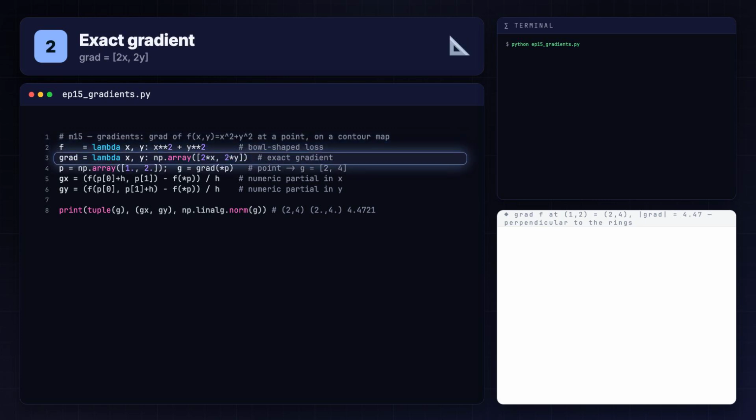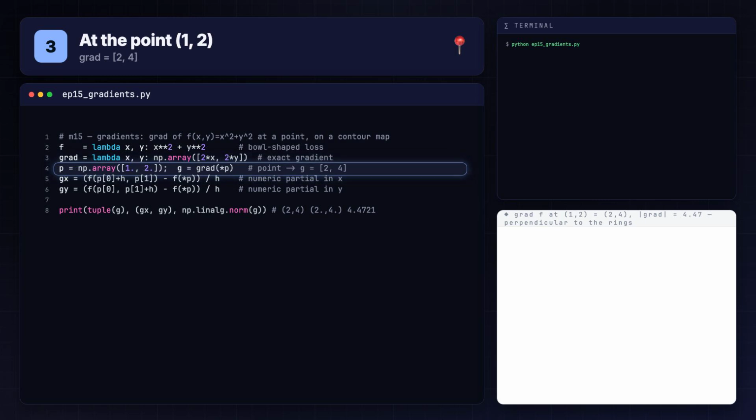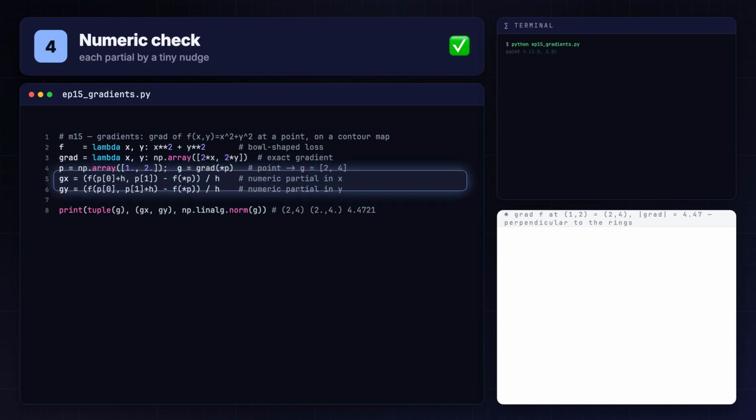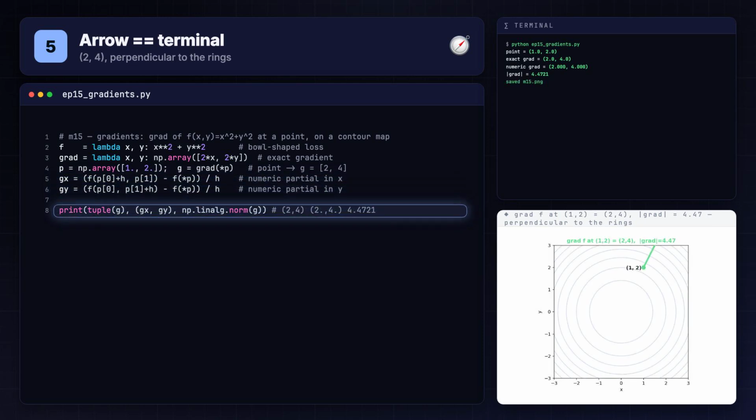We write its exact gradient, 2x in x, 2y in y. We pick the point (1, 2) and evaluate the gradient there. We confirm each partial numerically with a tiny nudge, matching the exact (2, 4). We draw contour rings of the bowl and plot the gradient arrow at the point. It points radially outward, perpendicular to the rings, exactly steepest ascent.